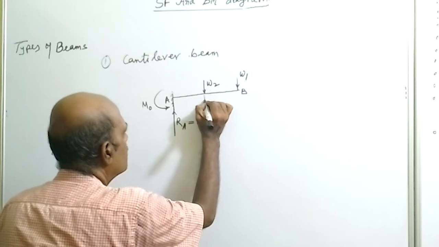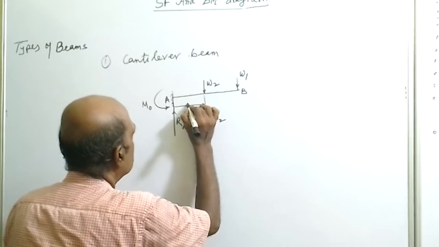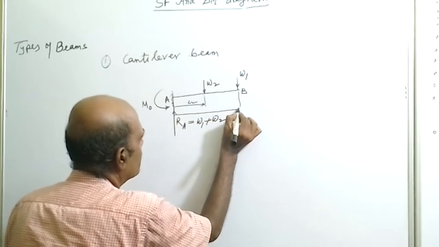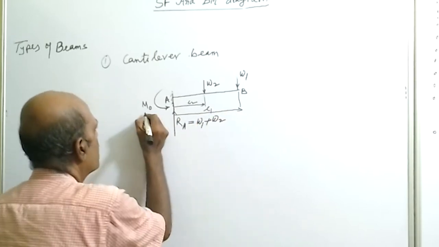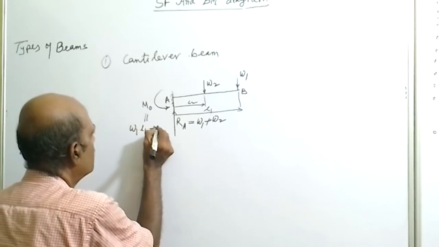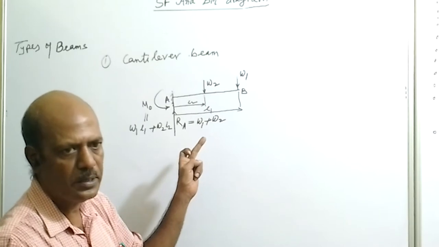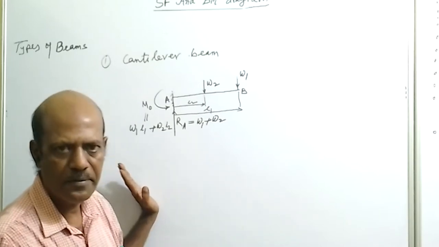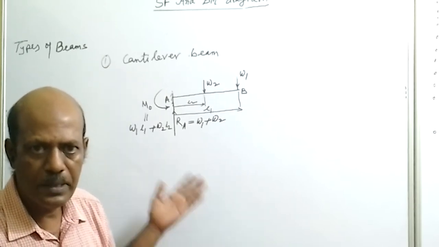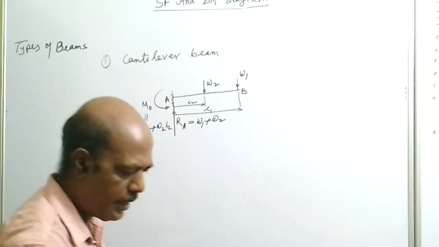Moment is equal to the force into the distance from the moment center. The moment center will be here. Say this one is L2 distance, and this one L1 distance. If we calculate the moment, it will come W1 L1 plus W2 L2. You can see this is an anticlockwise moment developed at the fixed end. So the first kind of beam, the cantilever beam, is a beam whose one end is fixed.